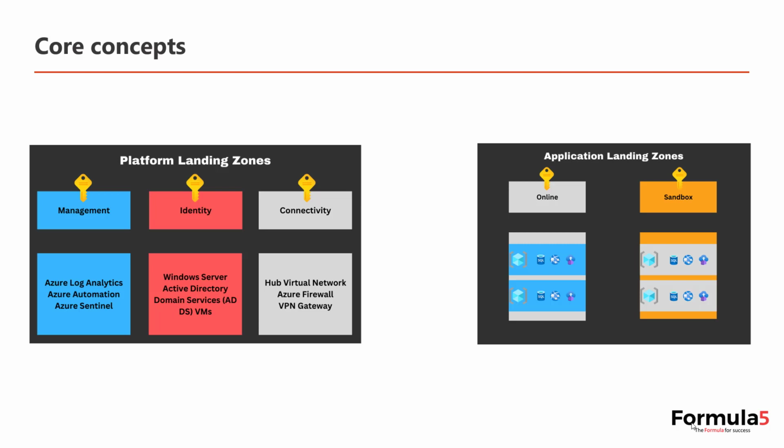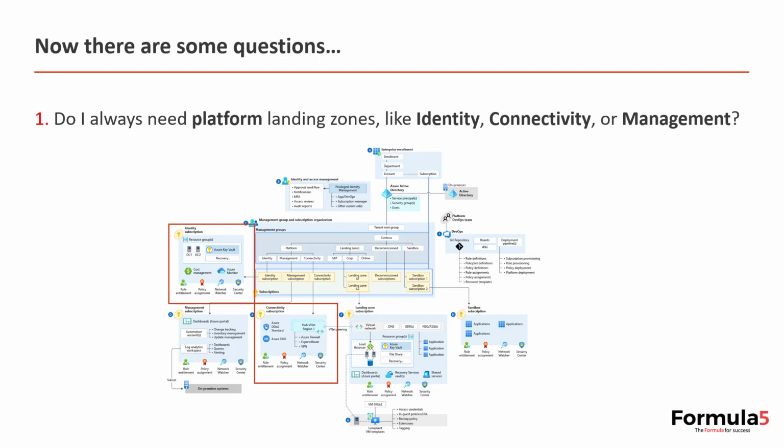Okay, great. So Jack, I think that now there is some time for questions about the landing zones. Obviously, there can be many questions, but let's focus on some of them. So the first question is, do I always need platform landing zones like identity, connectivity, or management? This is what I hear very often from clients: do we really need identity, connectivity, and management as separate landing zones? And what is their purpose? If you could just explain the approach a little bit, I would be grateful, to avoid confusion.